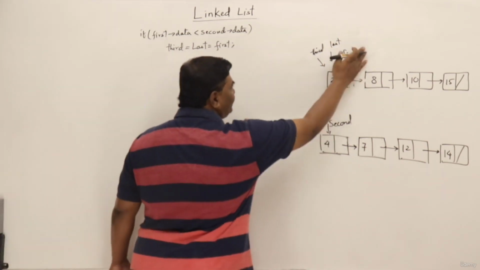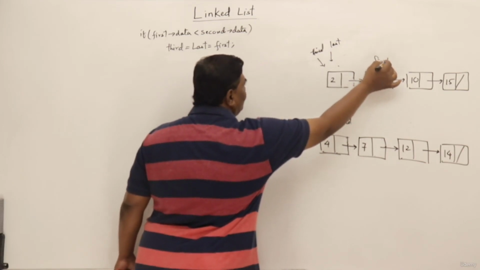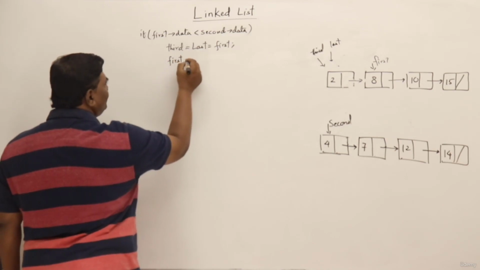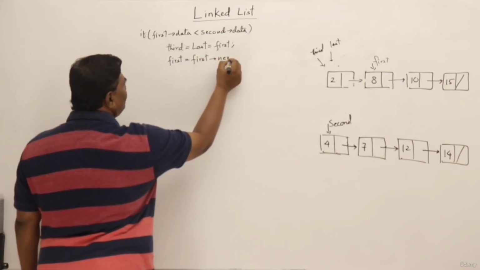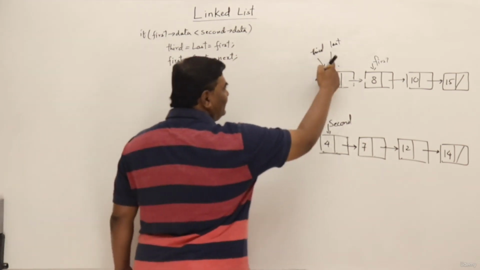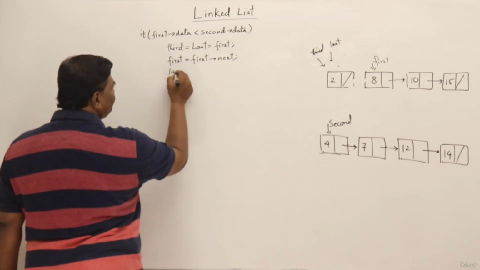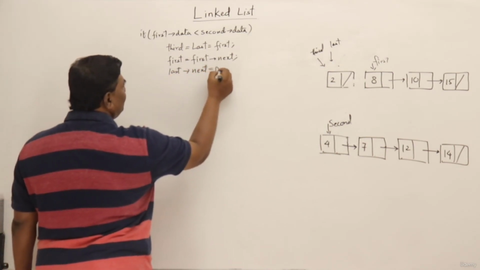Then move first to next node. So take first to next node. First will move to next node. First should move to first next node. Then after that, this last next should be made as null.